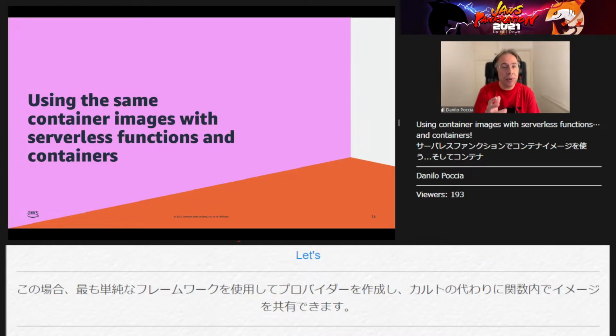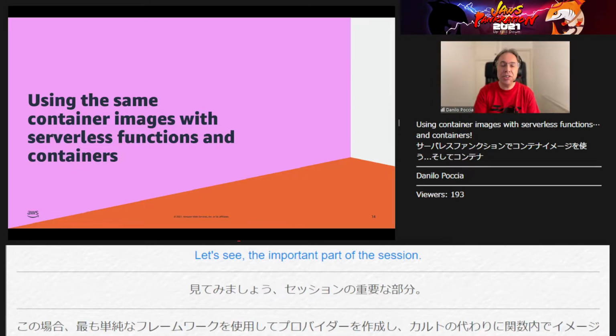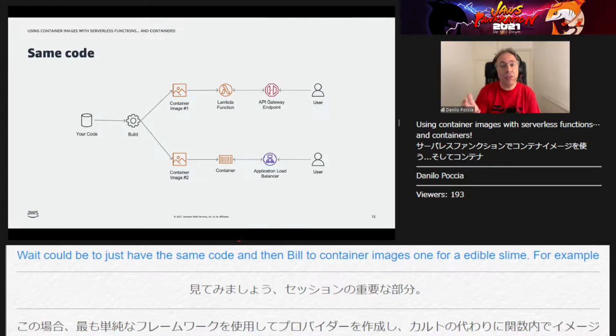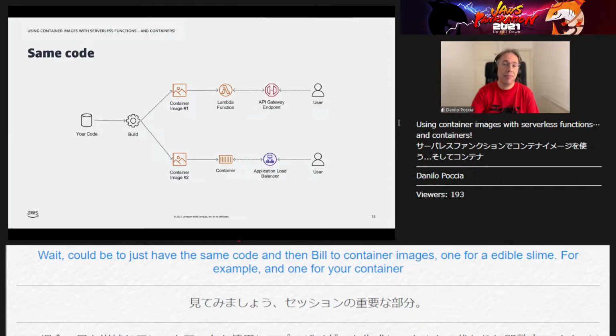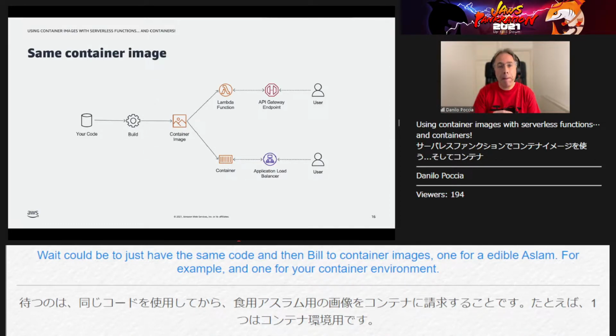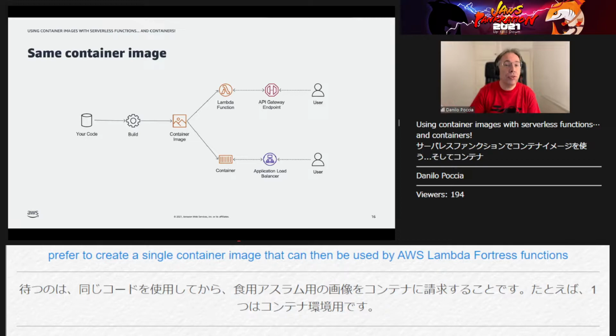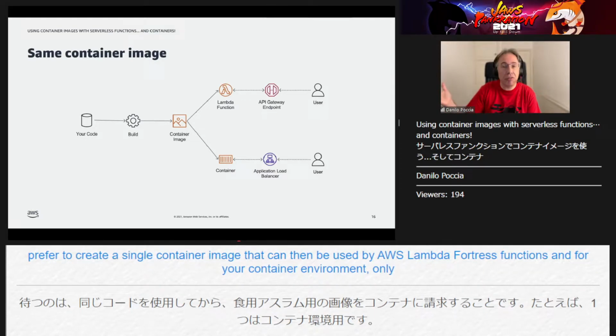Now let's see the important part of this session. How to use the same container images with functions and traditional containers. One way could be to just have the same code and then build two container images, one for AWS Lambda, for example, and one for your container environment. But I prefer to create a single container image that can then be used by AWS Lambda for its functions and for your container environment on AWS or whatever you want.